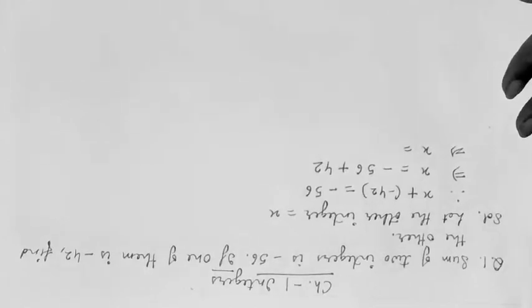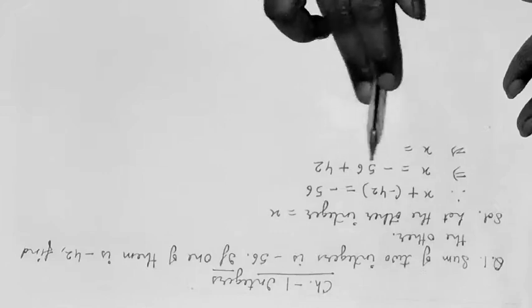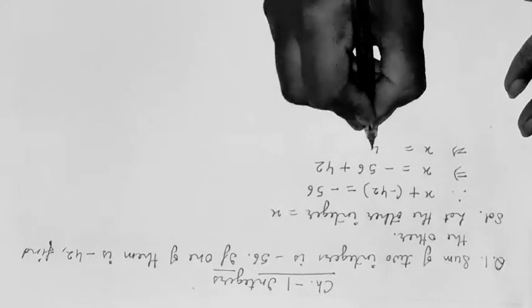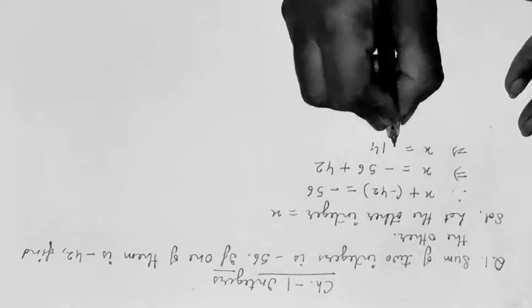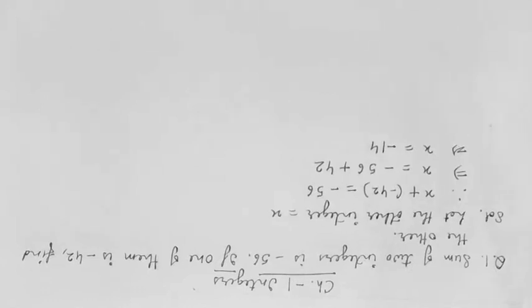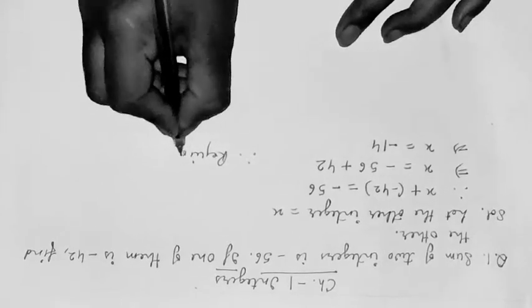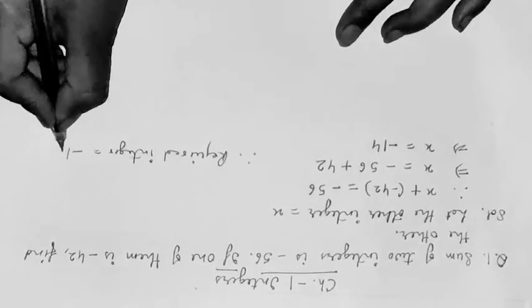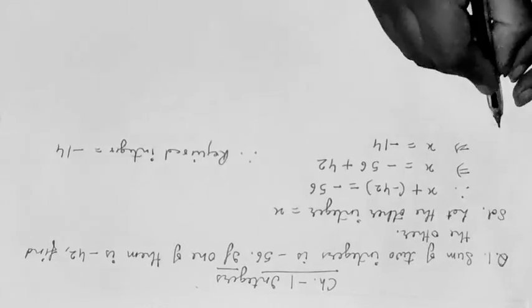Minus 56 plus 42. One is negative, the other is positive, so we will subtract the numbers. 56 minus 42, what is the answer? 14. The greater number has a negative sign, so we will put the minus sign here. So the required integer is minus 14. Therefore, the required integer is minus 14. This is how we will solve this question.